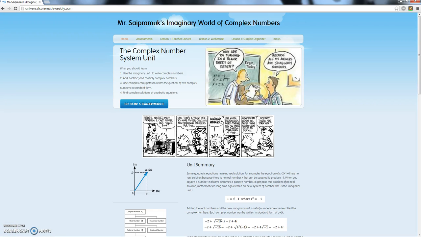Welcome to the imaginary world of complex numbers. This is the complex number unit. Here there are 4 goals that the student should be able to learn.